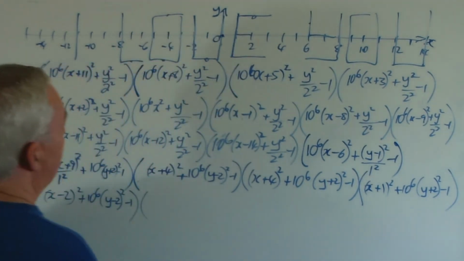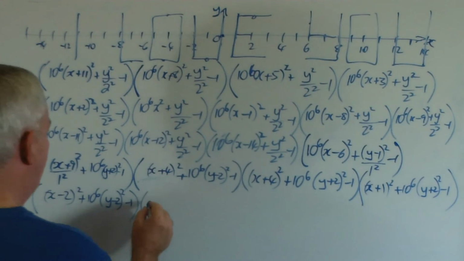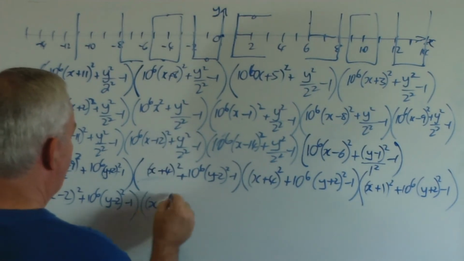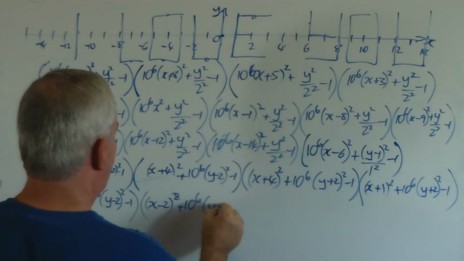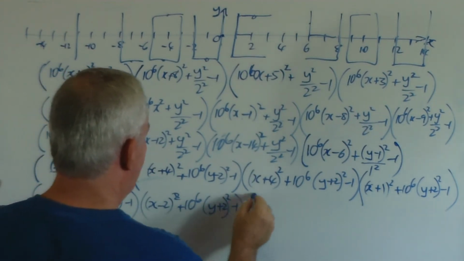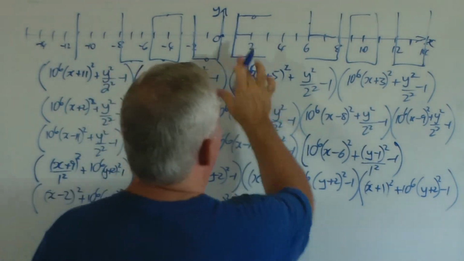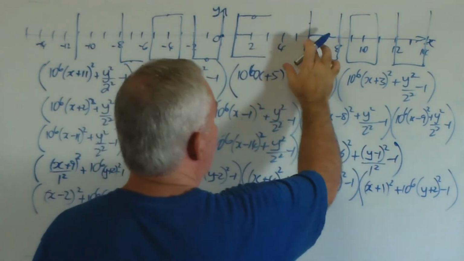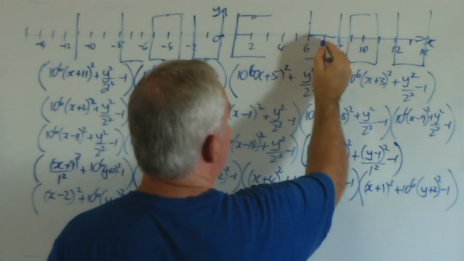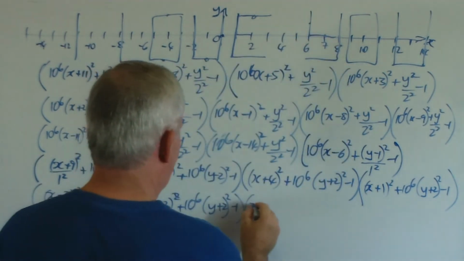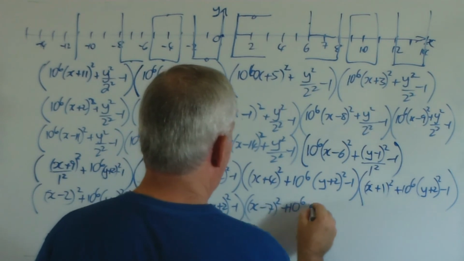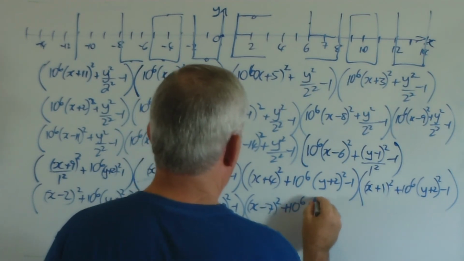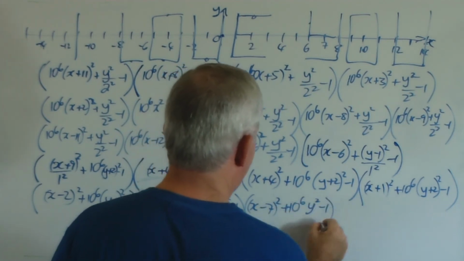This one here at 2, negative 2, x minus 2 squared plus 10 to the 6, y plus 2 squared minus 1. I'll come back to this one. This one here is only moved up to x equals 7, y equals 0. So the x minus 7 squared plus 10 to the 6, y squared minus 1.